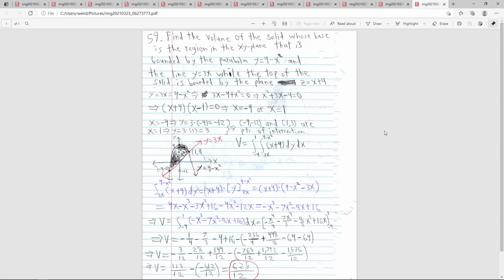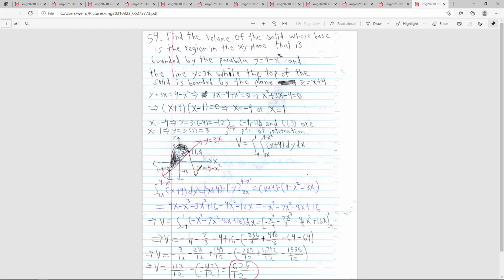Okay, one last thing, just a quick word problem. Find the volume of the solid whose base is the region in the xy plane that is bounded by the parabola y equals 4 minus x squared, and the line y equals 3x, while the top of the solid is bounded by the plane z equals x plus 4. Similar to the last section, z equals x plus 4 is what we're going to be integrating when we get this actual thing set up.